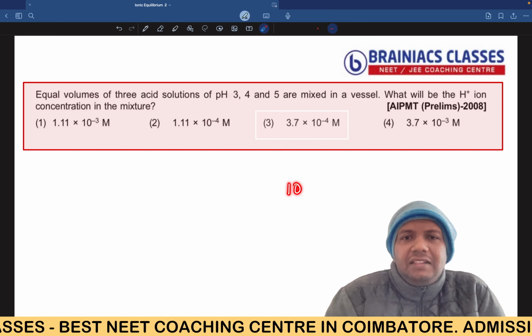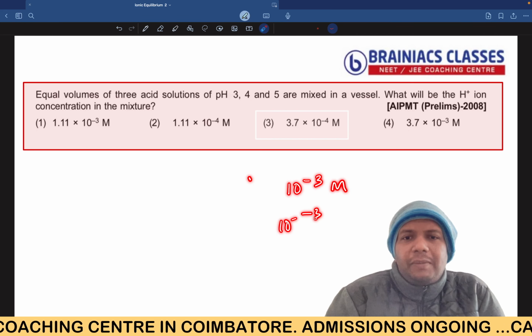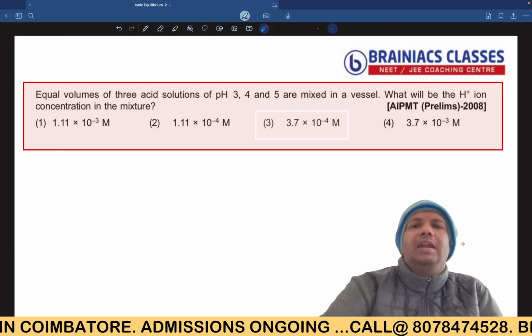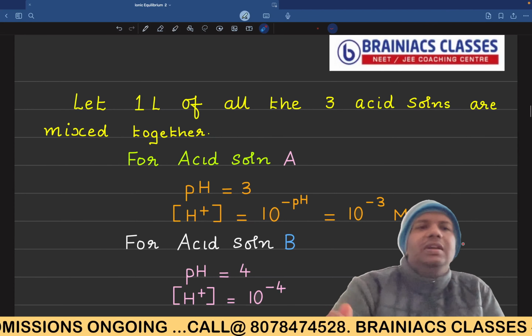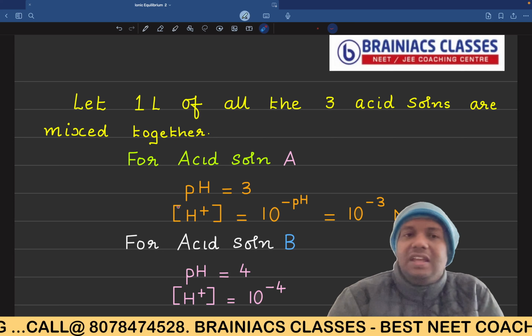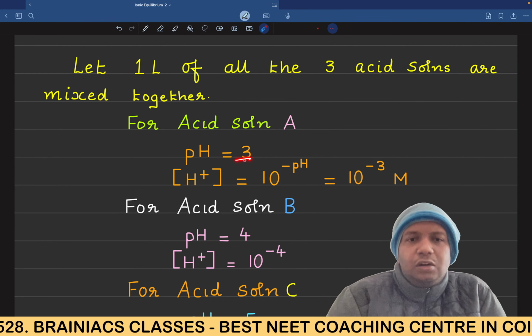Here, if I am taking this as 10 power minus 3 molar for acid A, it means 10 power minus 3 moles are present in 1 liter solution. Okay, so let's see the answer. Now we are assuming 1 liter of all the three acid solutions are mixed together. Why? Because we are defining pH is equal to 3.